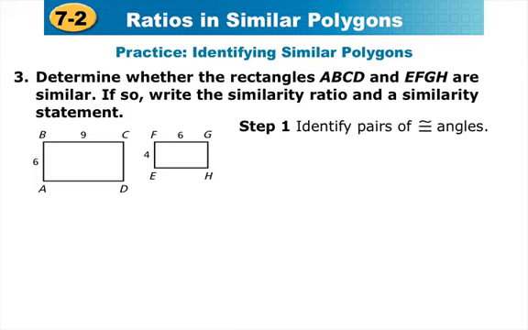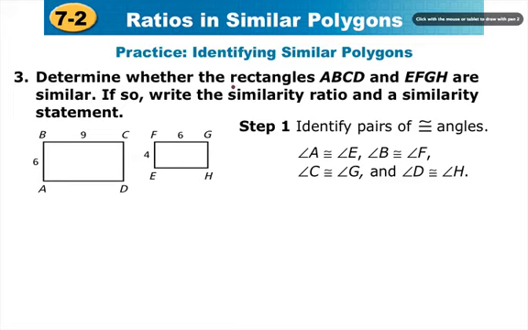So here's the first part. Identify pairs of congruent angles. And this is what we have. All those angles are congruent. Why? Because we are dealing with a rectangle. Actually, we're dealing with rectangles. And all angles in a rectangle are 90 degrees. So that's why we have this.